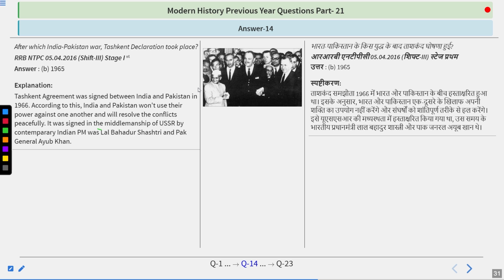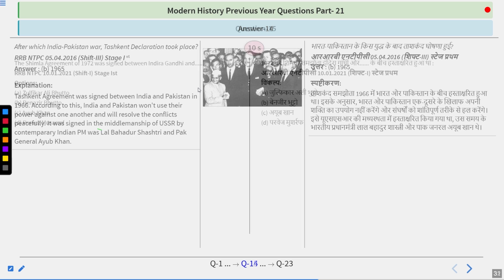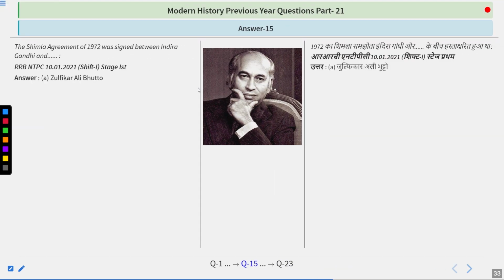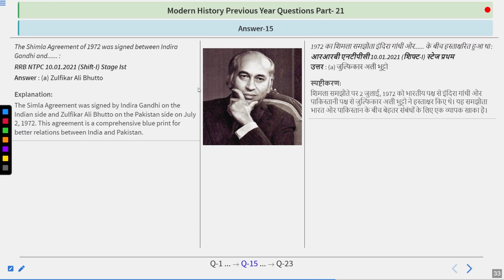So answer is 1965. The Shimla Agreement of 1972 was signed between Indira Gandhi and options are Zulfikar Ali Bhutto, Benazir Bhutto, Ayub Khan, or Pervez Musharraf. Try to think about it. And I guess the answer you're looking for is right because the answer is Zulfikar Ali Bhutto.